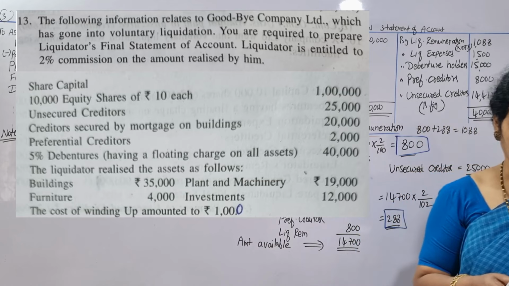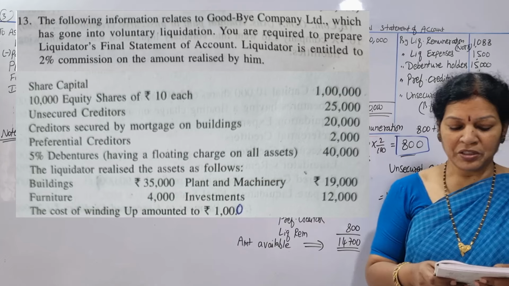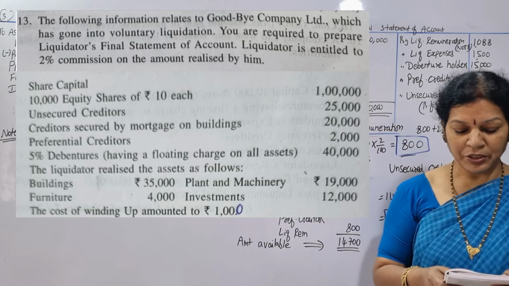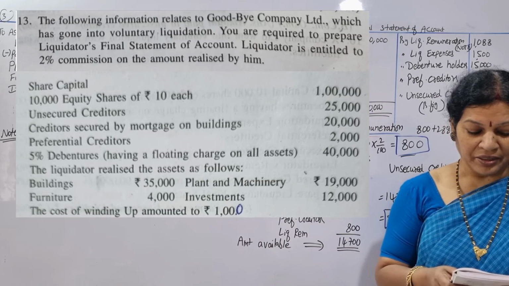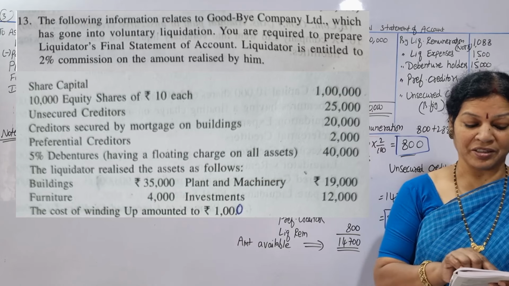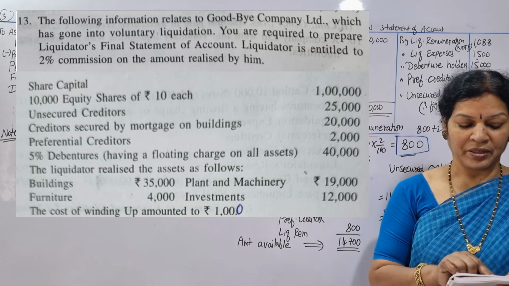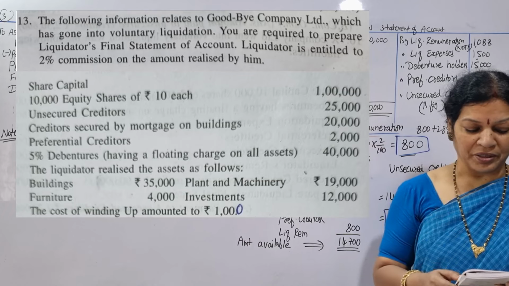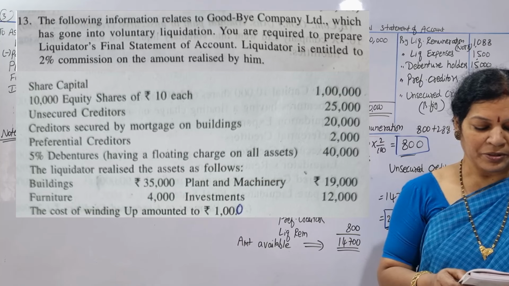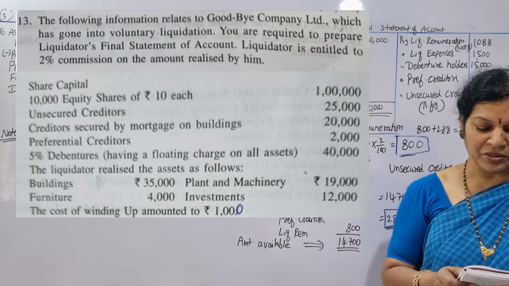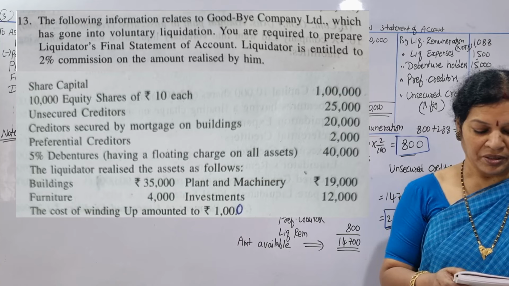Share capital. 10,000 equity shares, 10 rupees each. Total it is 1 lakh rupees. Unsecured creditors. And creditors secured by mortgage on building. These creditors are secured creditors. Creditors secured by mortgage on buildings. Okay. Remember this point. Preferential creditors and 5% debentures having a floating charge on all assets 40,000.